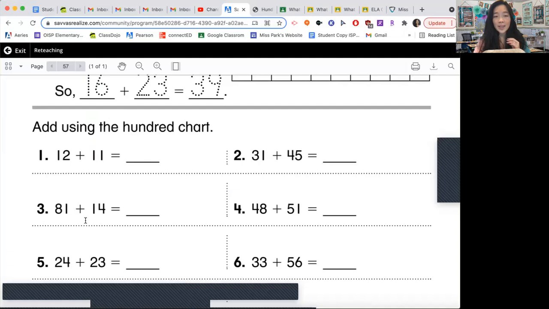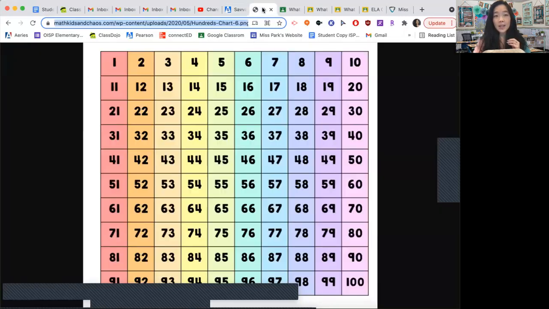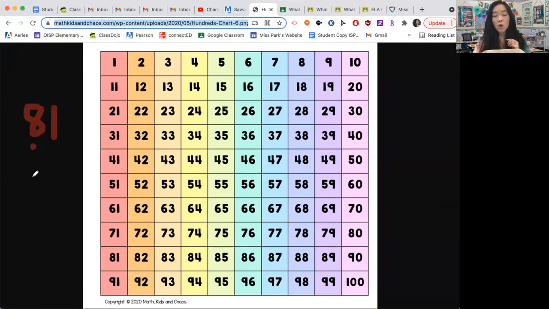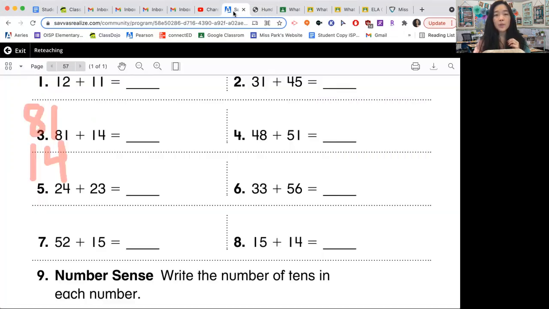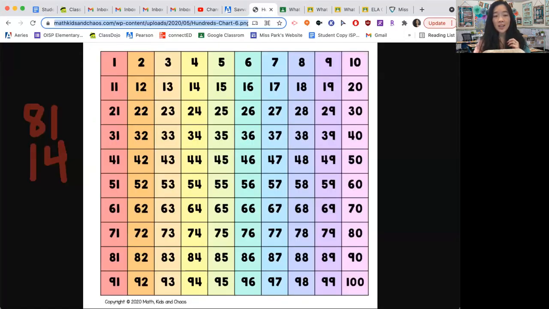Question number 3, 81 plus 14. 81 plus 14. Ready? I'm going to do all of these ones. And then after that, I'll call on you guys for the practice. Okay. 81 plus 14. Ready? We start at 81 by circling it. 81 is right here. Okay.